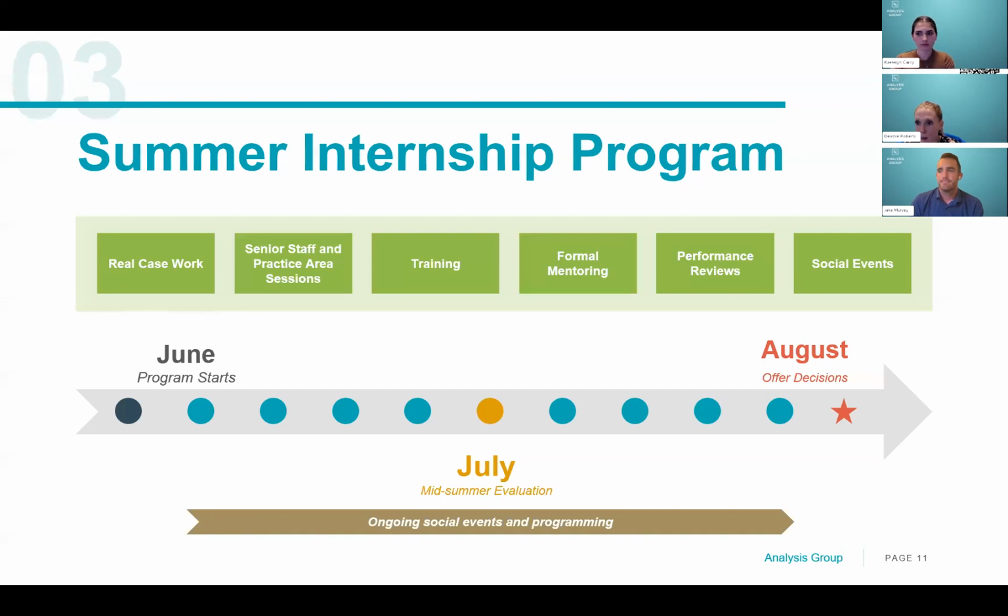So we'll also make sure that you'll go through technical training and learn those on-the-job skills. So we have a lot of resources that we'll provide throughout the summer as well.